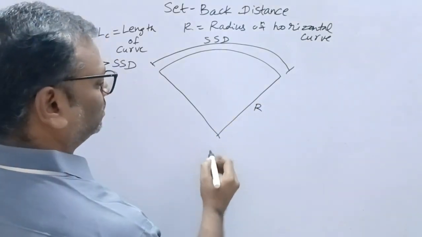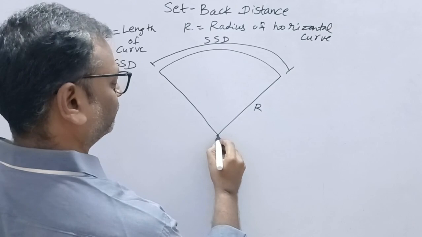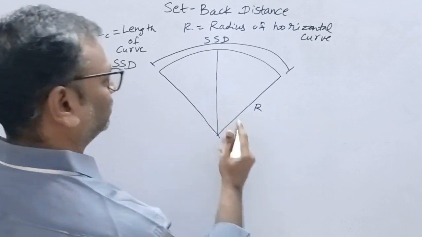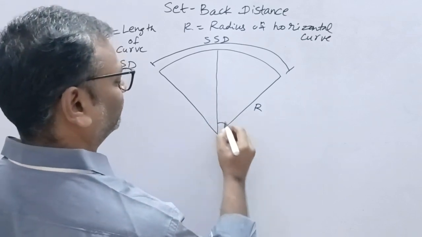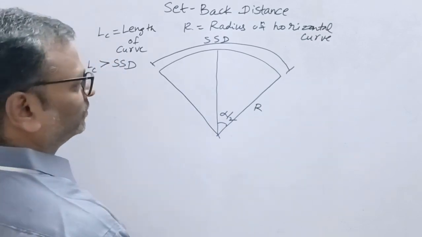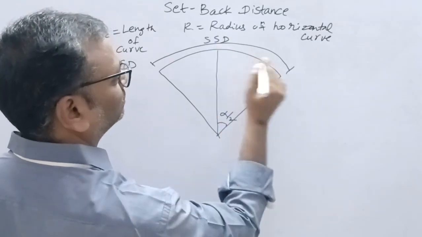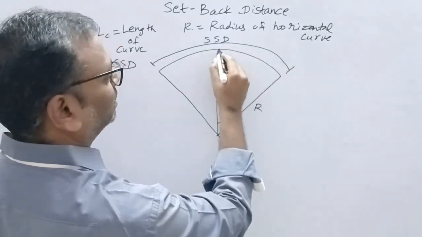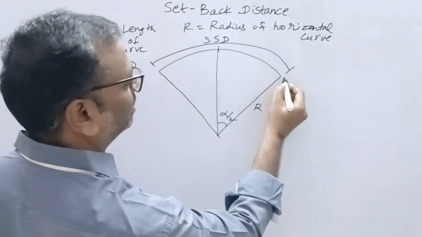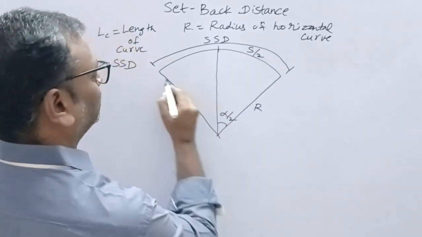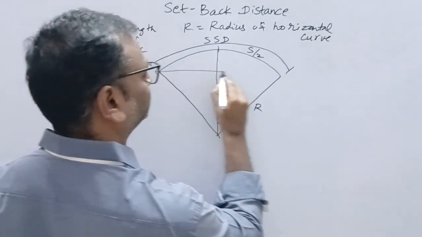Radius R. Suppose the total angle is alpha. Let us take half of this, that is alpha by 2. Now this becomes the stopping sight distance. Suppose S is the stopping sight distance and this is S by 2. The length of this arc is S by 2, and I will join this.